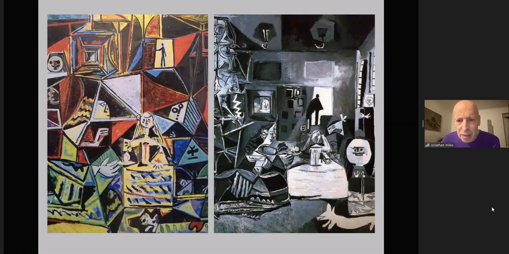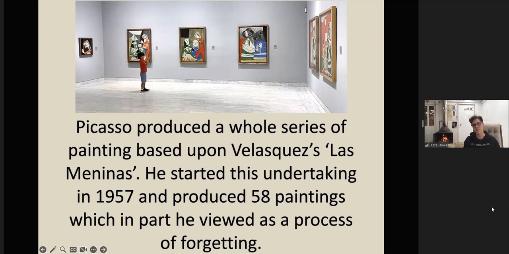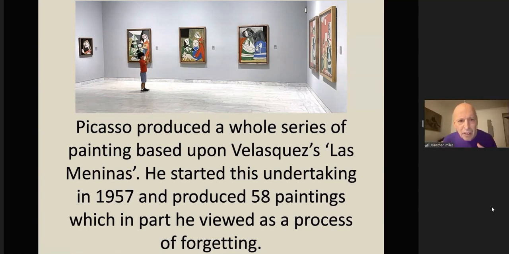This is Picasso. He did over 50 versions of Velázquez's Las Meninas. He was obsessed by it for a period. I think he did 58. Picasso produced a whole series of paintings based on Velázquez's Las Meninas. He started this undertaking in 1957 and produced 58 paintings, which in part he viewed as a process of forgetting. So again, that's a different relationship to a series, or a set.